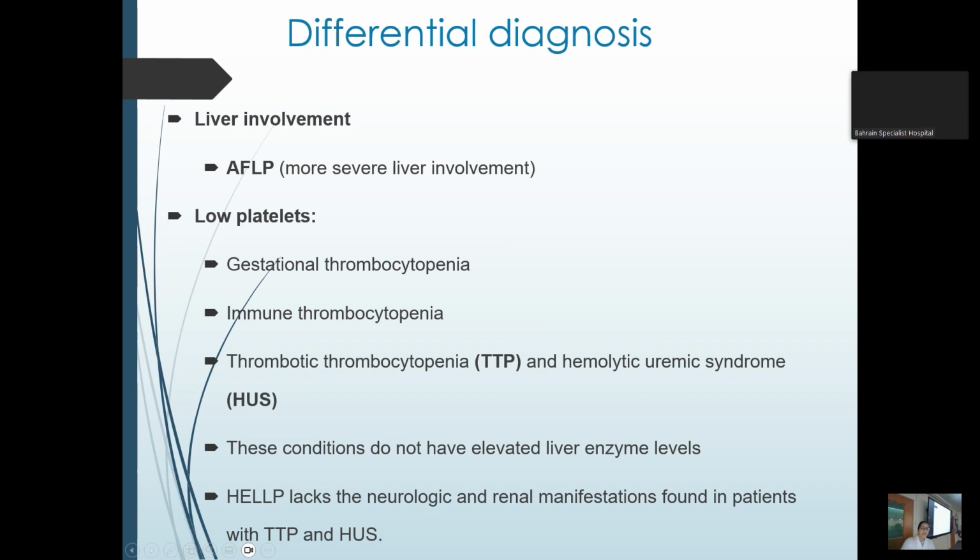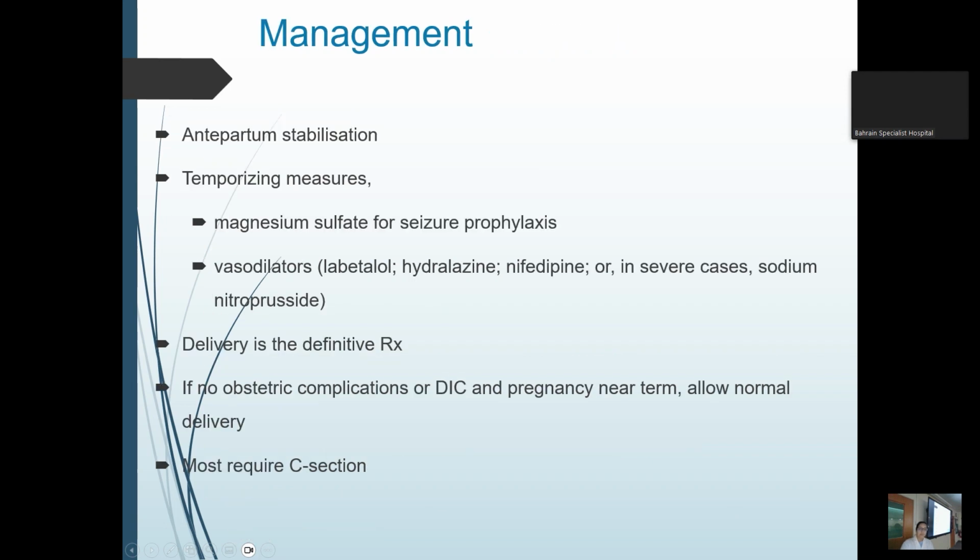Differential diagnosis is made with liver involvement. First, whenever there is liver involvement, the differential diagnosis is done with AFLP. Whenever there are low platelets, we have to exclude gestational thrombocytopenia, immune thrombocytopenia, TTP, and HUS. These conditions do not have elevated liver enzymes. And HELLP syndrome lacks the neurological and renal manifestations found in patients with TTP and HUS.